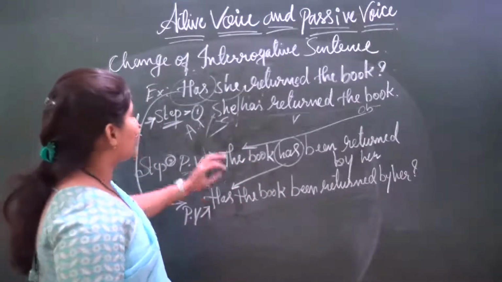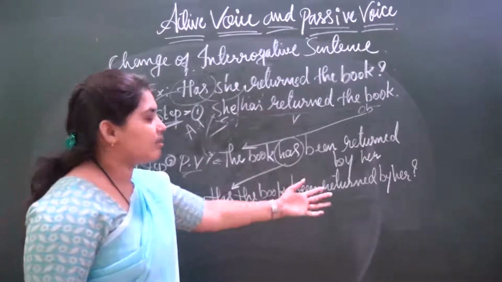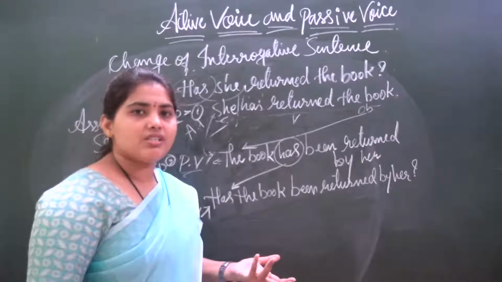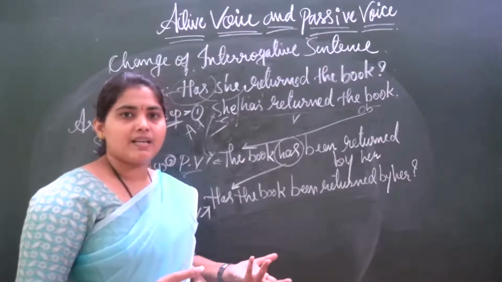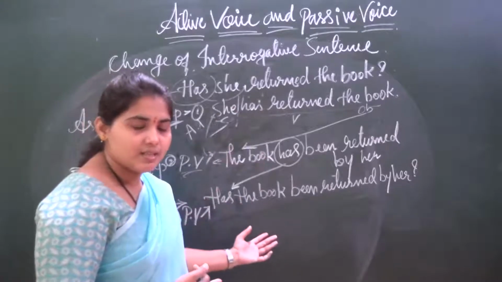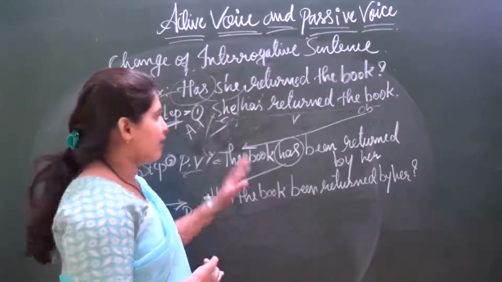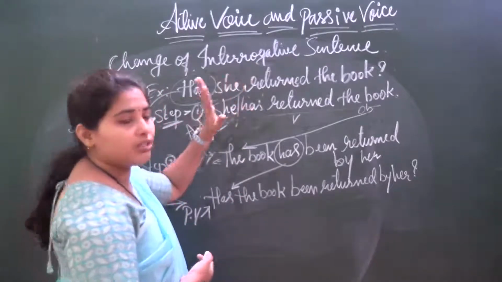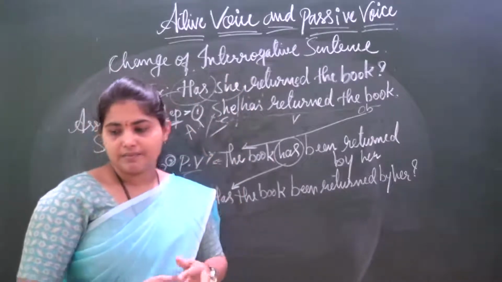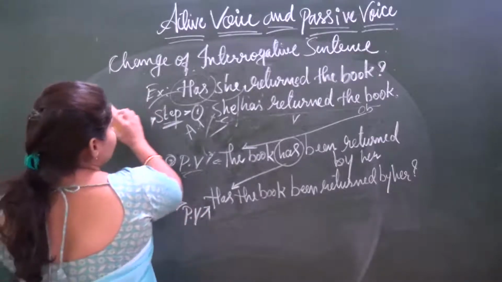See, you can observe, has she written the book? Yes. Has the book been written by her? There is no change in the meaning or in the sentence. Both sentences are the same, the meaning of the sentences is also the same, and the tense of the sentence is also the same. Okay, I hope you understand the interrogative sentence. Now, next question, next example.